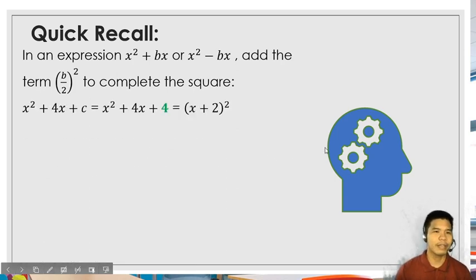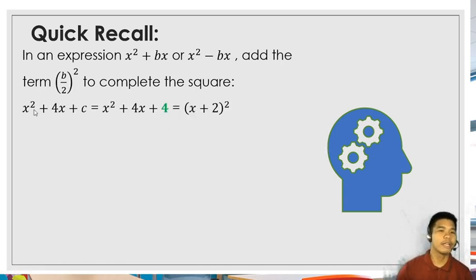So this is for example, no? Balikan natin. We are given x squared plus 4x plus c. So yung c natin dito, ito yung hahanapan natin ng value to make this expression as a perfect square trinomial. So yun yung una nating objective, yun yung una nating goal. Gawin nating perfect square trinomial, yung x squared plus 4x. So to do that, we need to find the value of c.